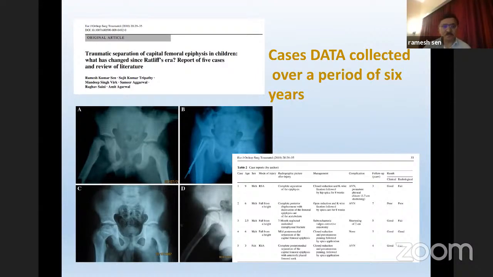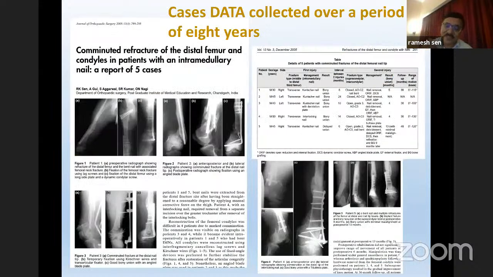That gave me a paper. Another one: a person sustaining a fracture, getting a nail, and subsequently sustaining another motor vehicle accident and getting a fracture at the distal tip of the nail. It was a very classical kind of presentation. We were stabilizing it in a very classical way. Again, there were five cases over a long span of time. I collected all of them.